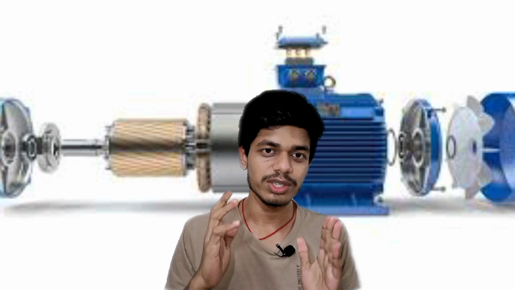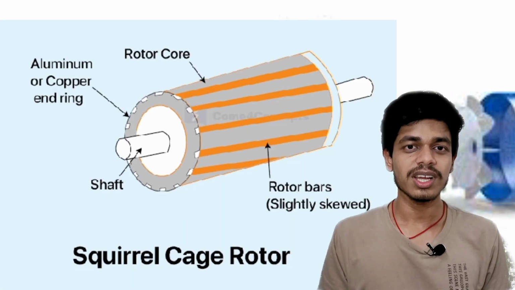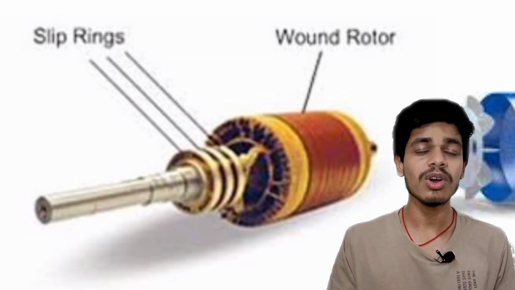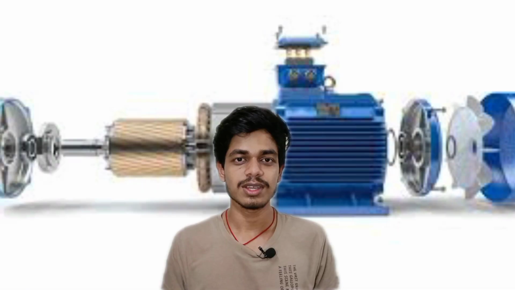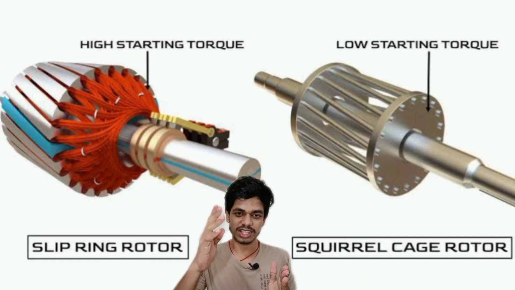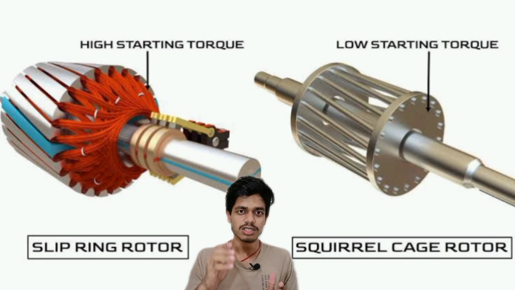So there are basically two types of three-phase induction motor we use, and these induction motors are named according to their rotor name. One is the squirrel cage induction motor and another is the wound rotor or slip ring induction motor. So before we discuss these motors, first we discuss some other points.